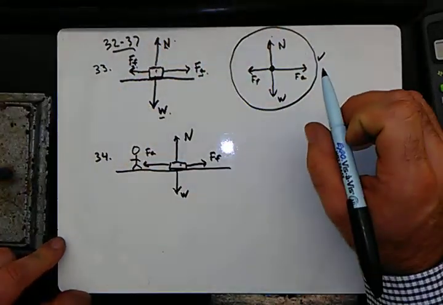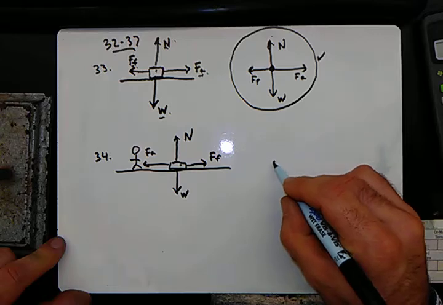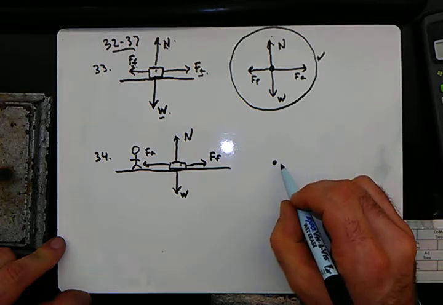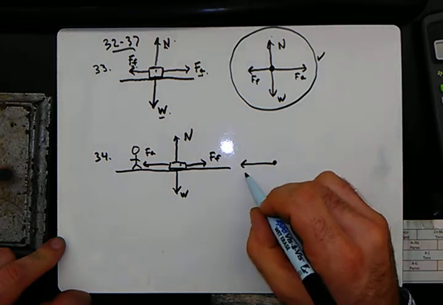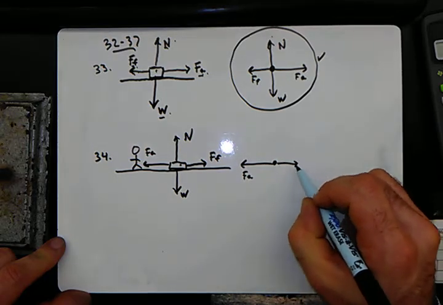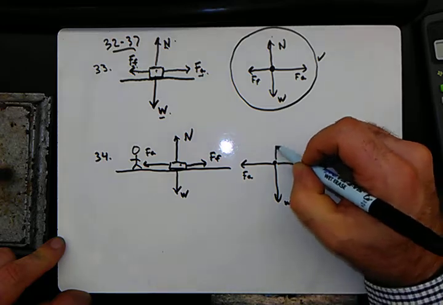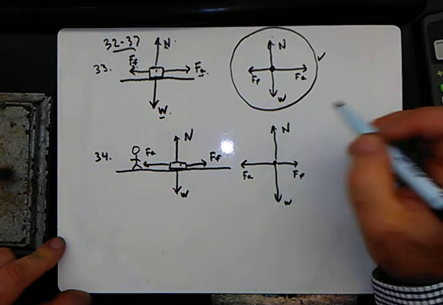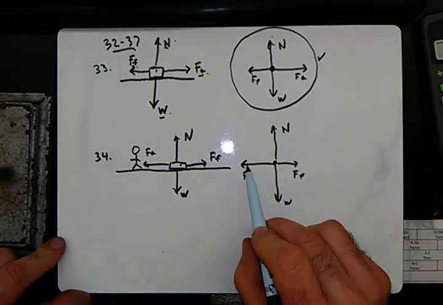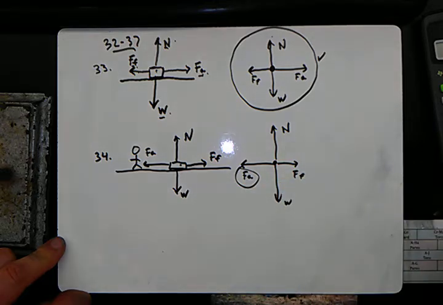Now once you start getting good at this, you're just going to draw just dots. So this one will be the same thing, except the force applied is this way, force of friction is this way, weight and then the normal force are that way. So just a little difference in the direction of the motion. All right, hopefully that helps with free body diagrams.